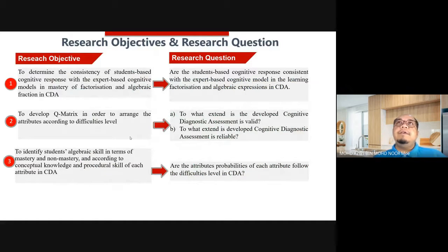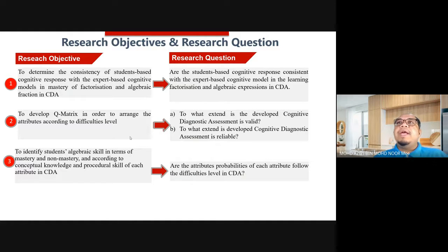Next, the research objectives and research questions. There are three objectives in this paper. The first is to determine the consistency of the student-based cognitive response and the expert-based cognitive model in mastery of factorization of algebraic fractions in CDA. The research question is: are the student-based cognitive responses consistent with the expert-based cognitive model in learning factorization of algebraic expressions in CDA? Number two is to develop the Q matrix in order to arrange the attributes according to difficulty level, following the attribute hierarchy method cognitive model.